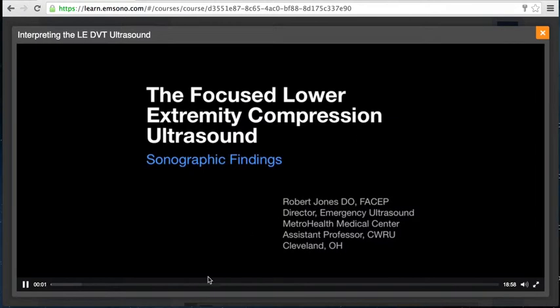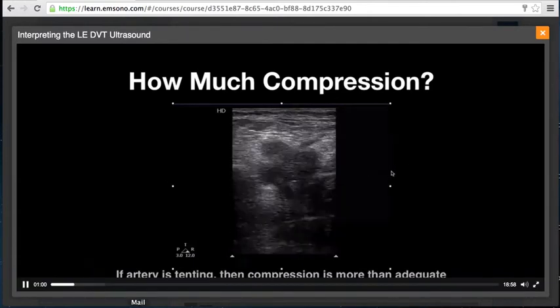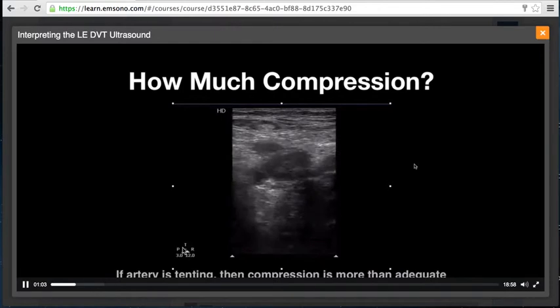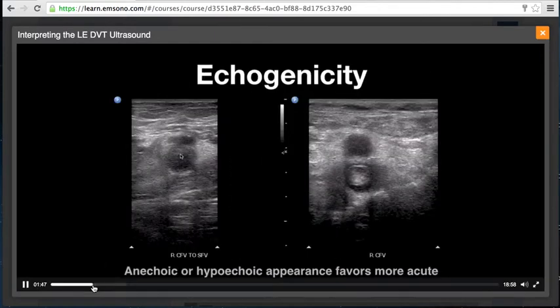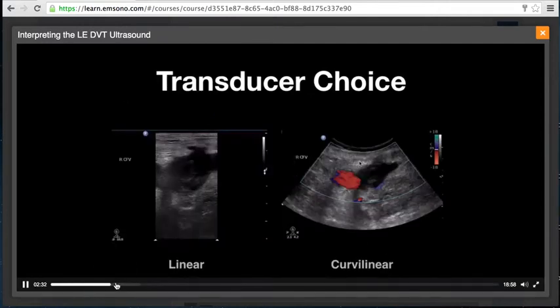I'm Dr. Robert Jones, and in this lecture, we're going to go over the sonographic findings of a DVT. The vein is not compressing, but you can see that the artery itself is tenting. Therefore, there's an adequate amount of compression, but this is not an absolute criteria. Here you've got a patient that has a very hyperechoic thrombus within the lumen. Here's a patient that has a relatively and how deep you need to penetrate. So while in most cases you're going to use a linear, don't forget in larger patients you're most likely going to have to switch to a curvilinear transducer.